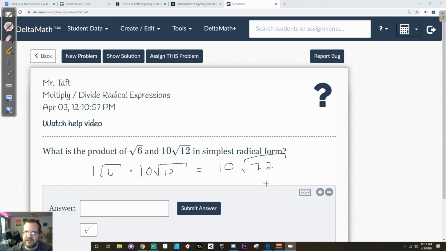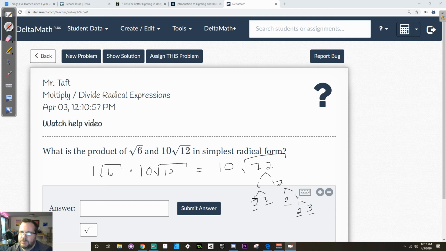And now I need to check to see if 72 can simplify. So let's see, I can break it into 6 and 12. 6 I can break into 2 and 3, which are both prime. 12 I can break into 2 and 6. 2 is prime, but 6 isn't. And 6 I can break into 2 and 3, both prime.